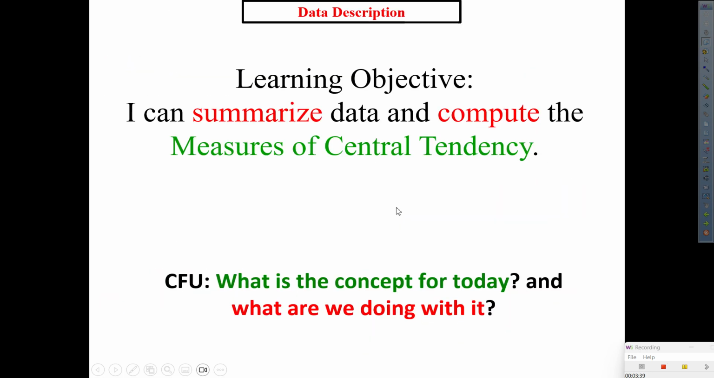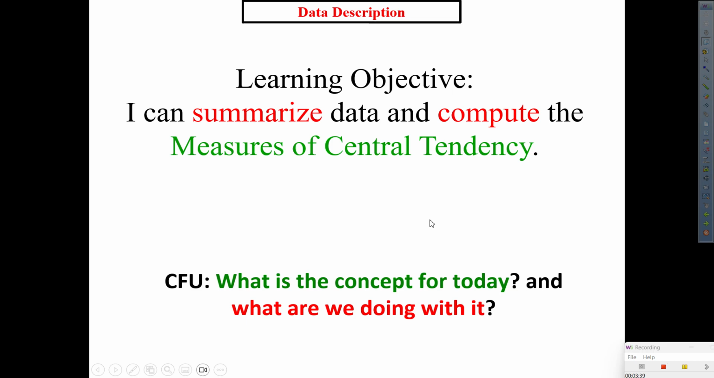All right, get a Cornell note ready, please. I can summarize data and compute the measure central tendency. Write that at the bottom left of your notes. Once again, just a reminder, this is being recorded, so you're going to be immortalized on my YouTube channel. Hi, Enrique. Let's go.